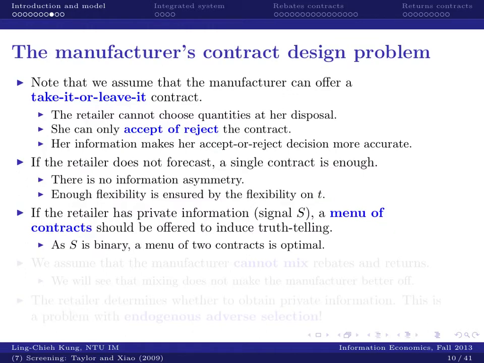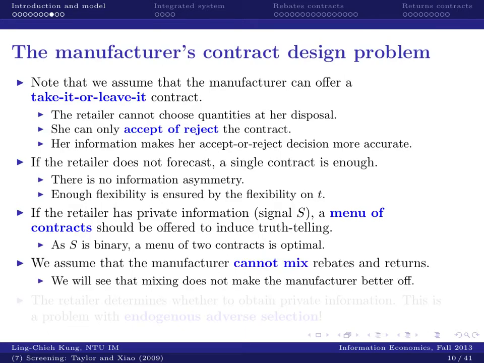So, as we all have learned, there is the so-called revelation principle, and that's why if the retailer does not forecast, the manufacturer only needs to offer a single contract. But if the retailer has private information, then the manufacturer needs to offer a menu of contracts, and that menu of contracts must induce truth telling. Because S is binary, there are only two types of consumers, so we only need two contracts in our menu. We assume that the manufacturer cannot mix rebates and returns. Eventually, you will see that this is indeed not required.